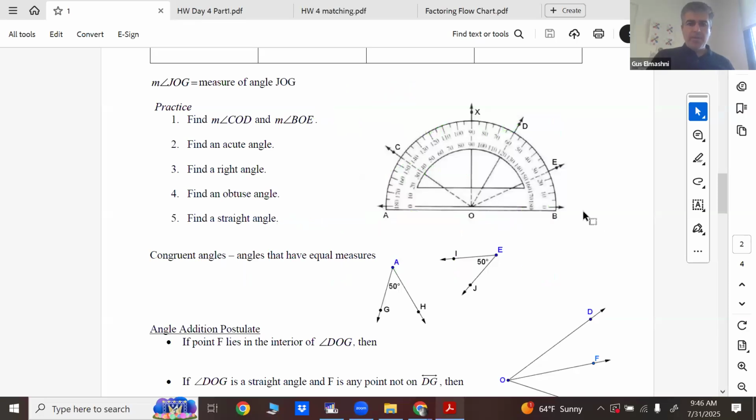So if I measure angle COD and BOE. Okay, so if you look at where's C located right now? It's kind of hard to tell. 145, right? And D is at 60.